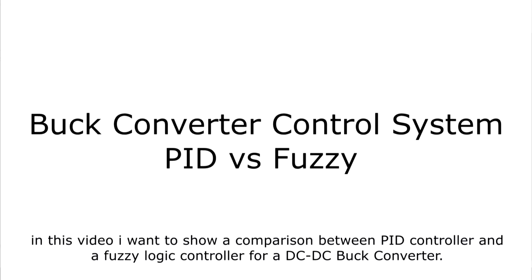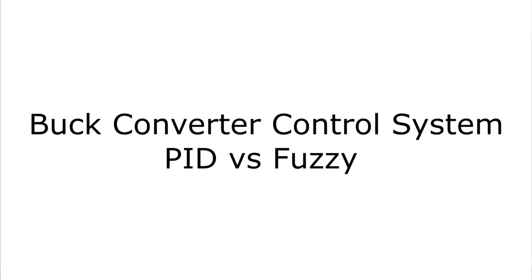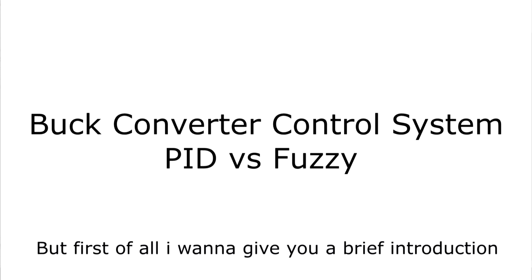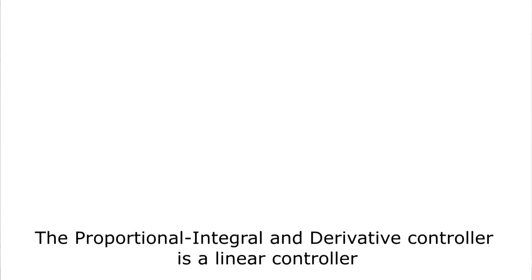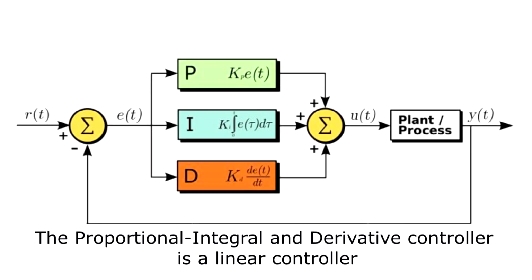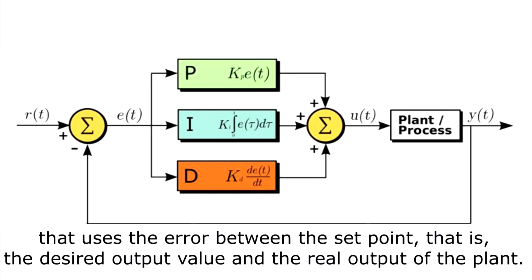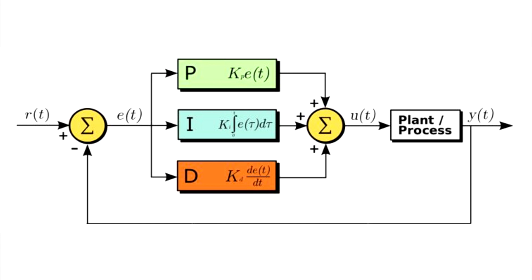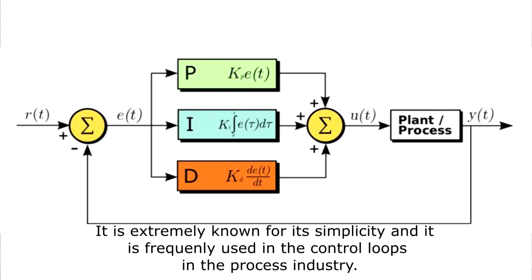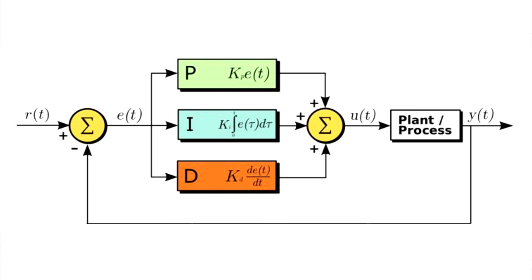Hello, in this video I want to show you a comparison between PID and a fuzzy logic controller for a DC-DC buck converter. But first of all, I want to give you a brief introduction. The proportional, integral, and derivative controller is a linear controller that uses the error between the set point, that is, the desired output value, and the real output of the plant.